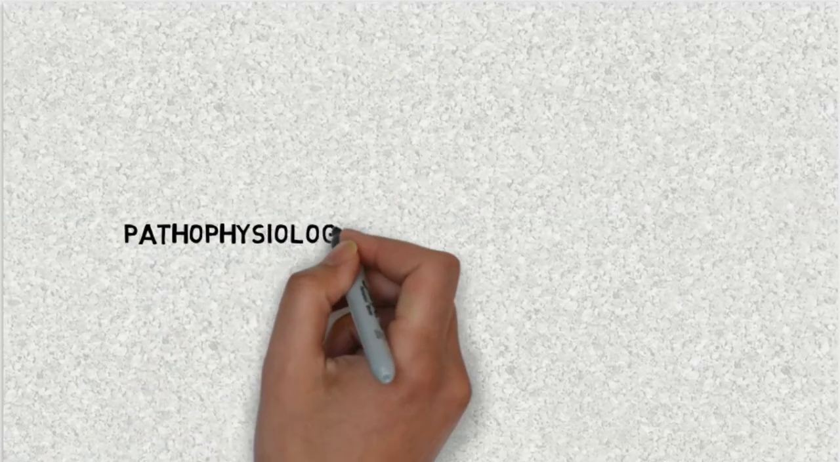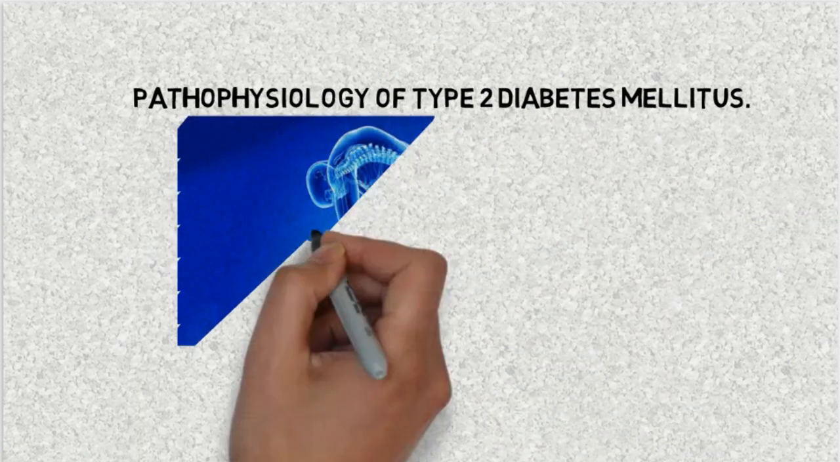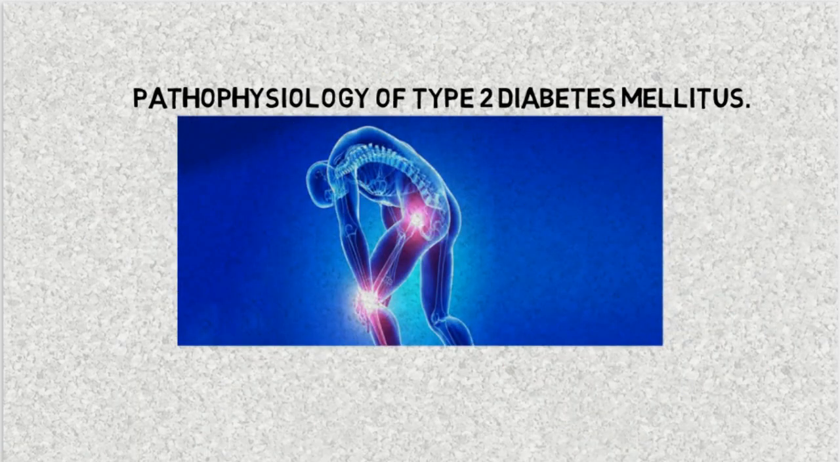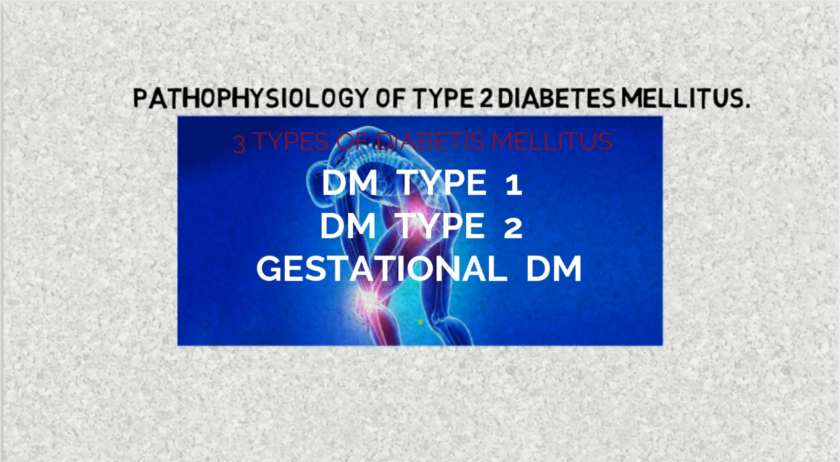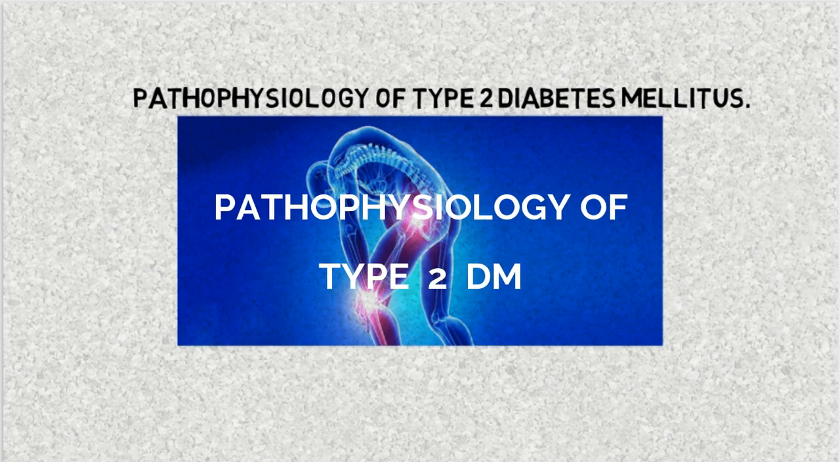Pathophysiology of type 2 diabetes mellitus. By definition, diabetes mellitus is a chronic disease that is associated with an abnormally high level of the sugar glucose in the blood. There are three main forms of diabetes mellitus, which are diabetes mellitus type 1, diabetes mellitus type 2 and gestational diabetes mellitus. In this tutorial we are going to speak about the pathophysiology of type 2 diabetes mellitus.